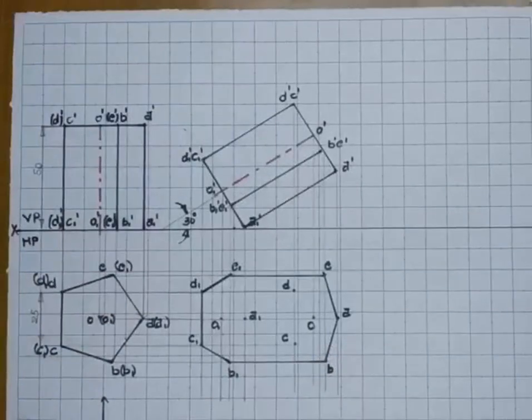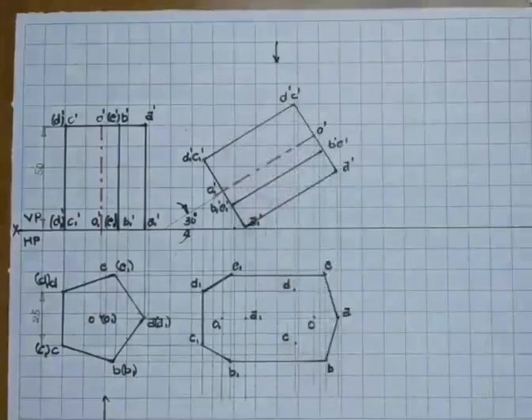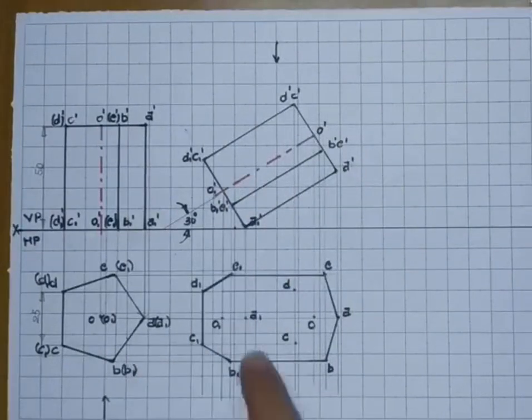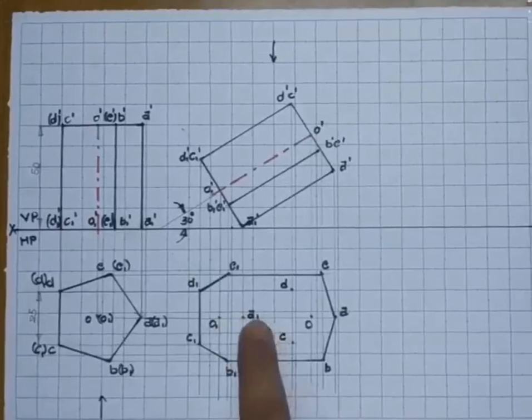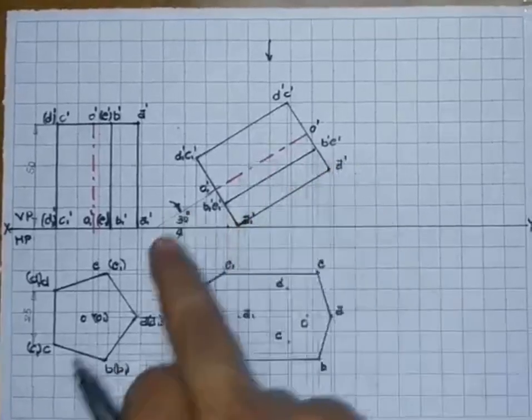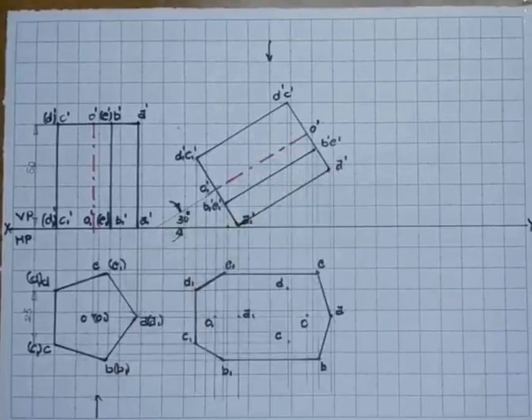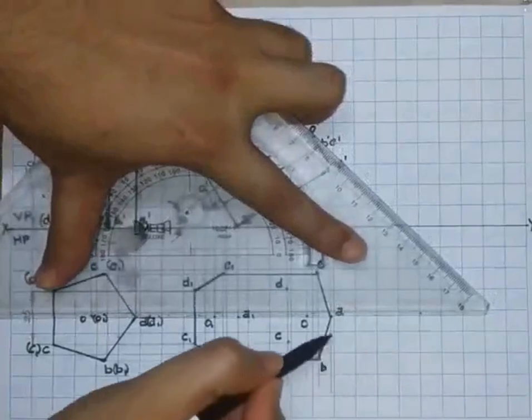Now we need to check for the invisible points. Since the observer is here, if you look from the top, first search for the farthest point. So A1 is the farthest point. Since A1 is the farthest point, A1 is invisible, right? If A1 is invisible, the edge connecting from A1 to A will also be invisible. So let me connect A1 to A with a dashed line.